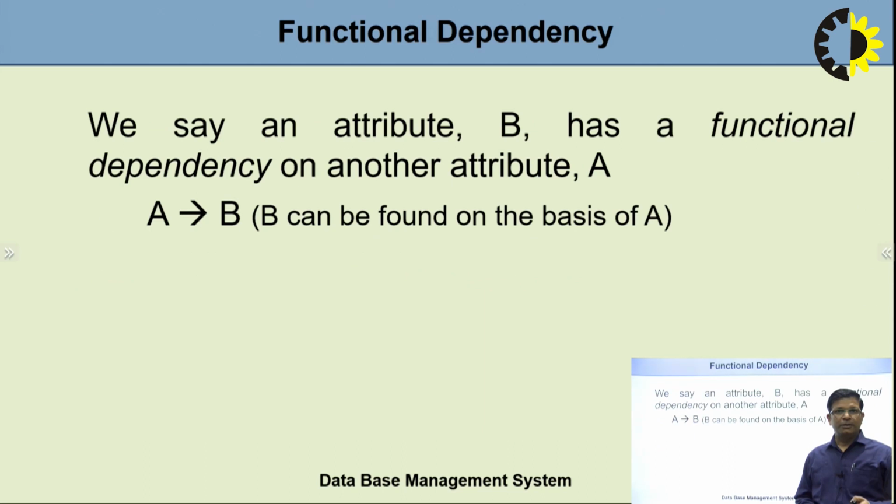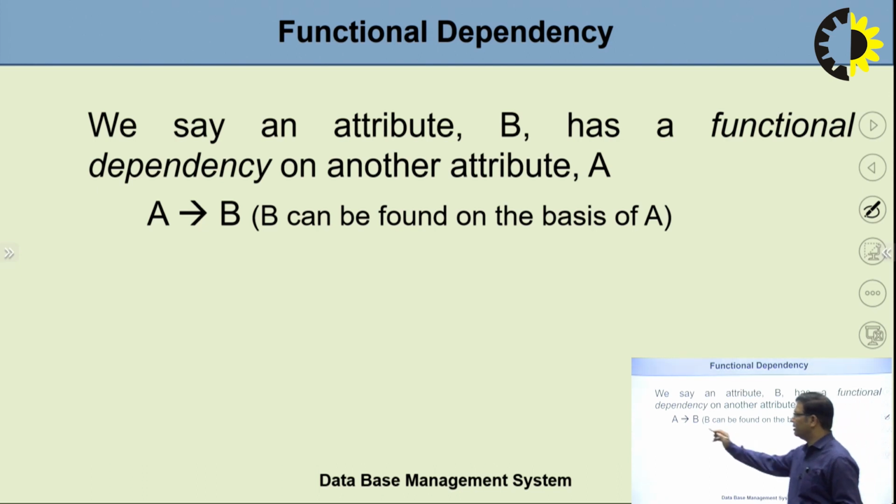Okay. So, what do you mean by functional dependency? Functional dependency means one attribute is dependent on another attribute. This can be represented by A tends to B. So, what does it mean? It means that B can be found on the basis of A, or B can be derived. B is a derived attribute on the basis of A. A is the attribute and B is the attribute. The relationship between these attributes is that B is functionally dependent on A just because the value of B can be found on the basis of the value of A.